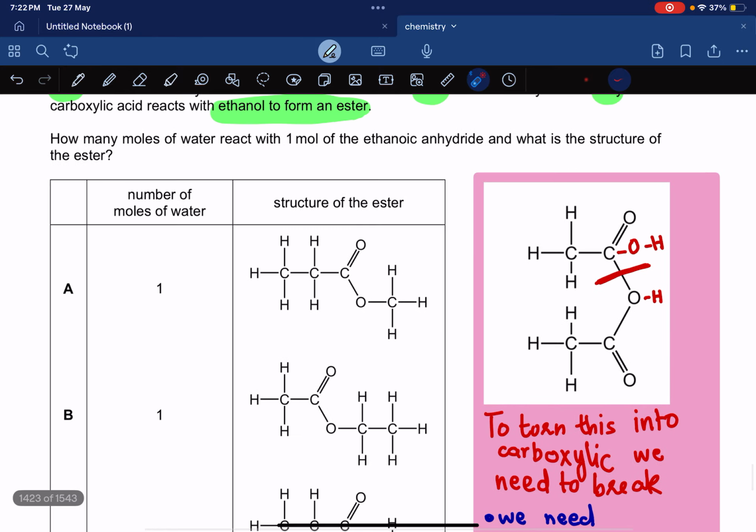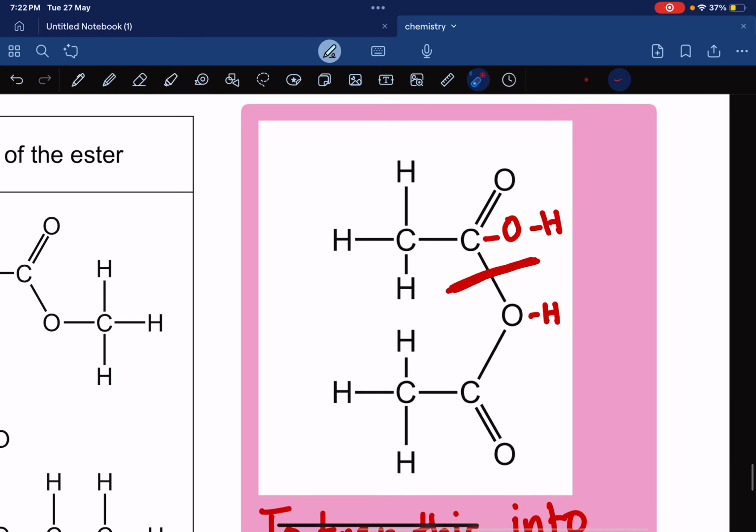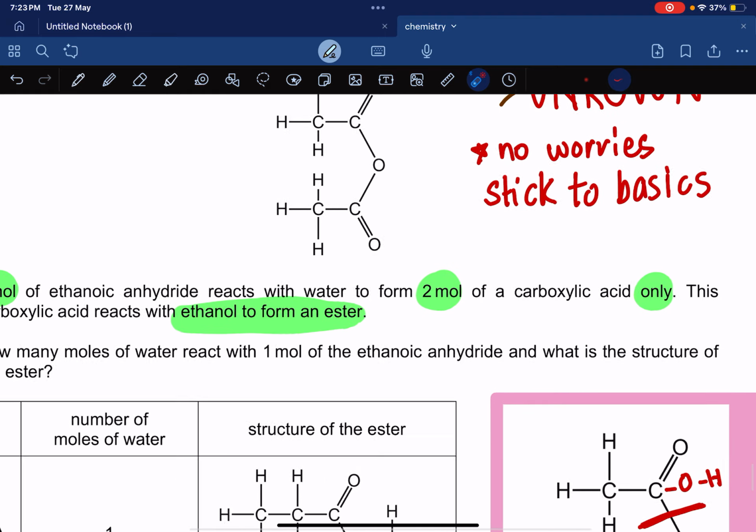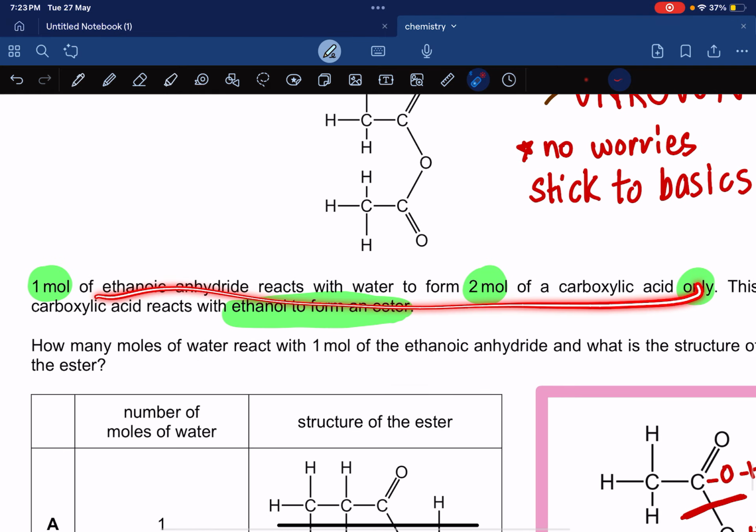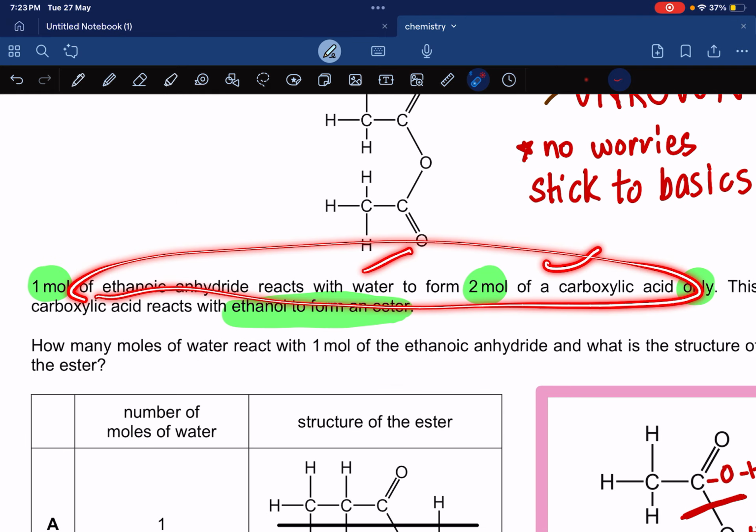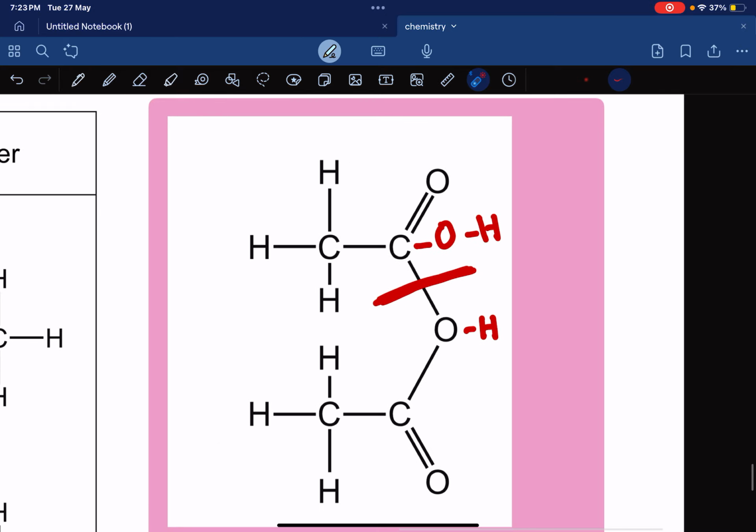What you need to understand is, first you need to react this ethanoic anhydride with water to get your carboxylic acid. Okay, you need to make carboxylic acid out of it. So to make carboxylic acid, what do I need? I have a C double bond O over here. I need to make 2 moles of my carboxylic acid, so I have 2 C double bond O.